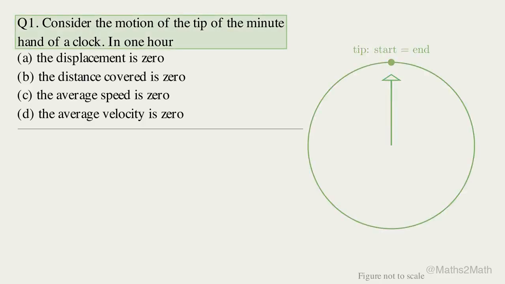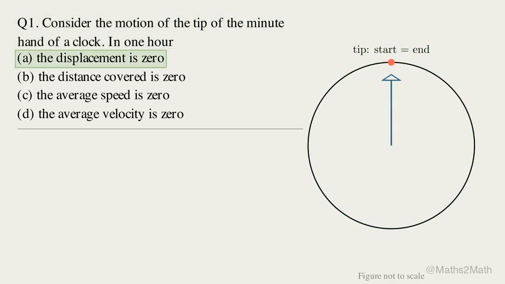Objective 2, Question 1. Consider the tip of the minute hand of a clock over 1 hour. More than one option may be correct. Option A, the displacement is 0. Option B, the distance covered is 0. Option C, the average speed is 0. Or Option D, the average velocity is 0.